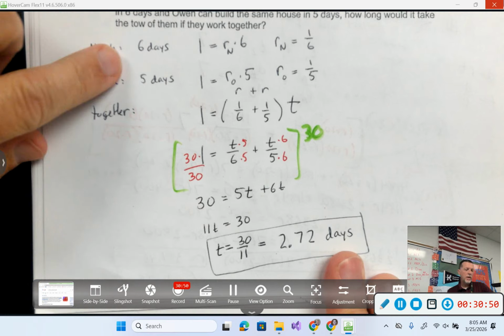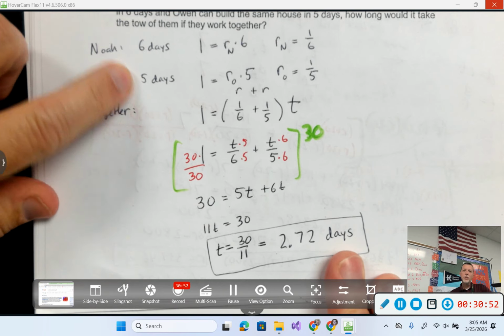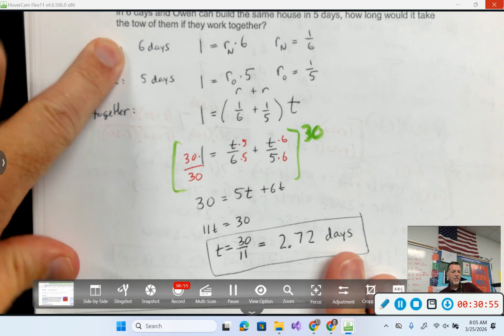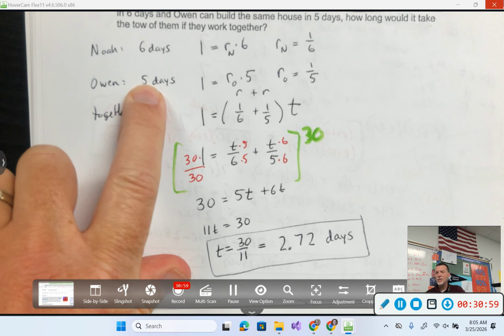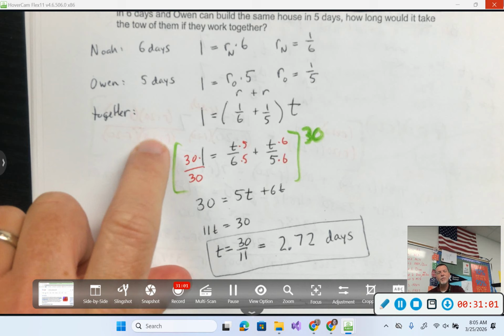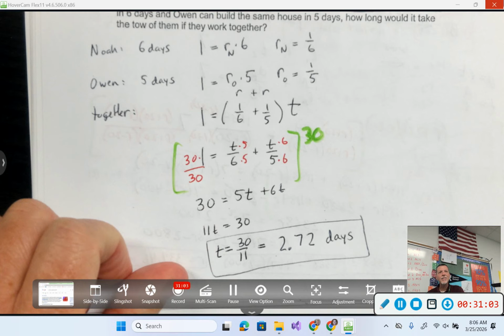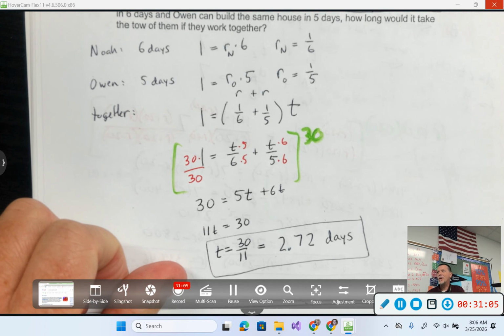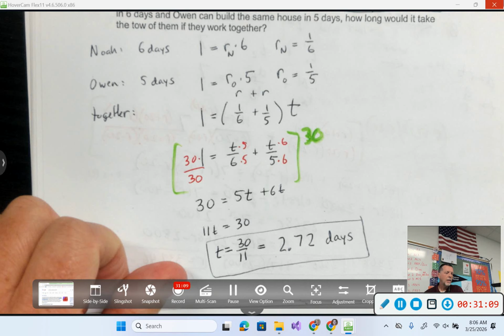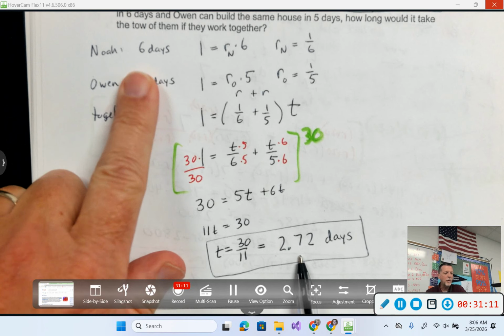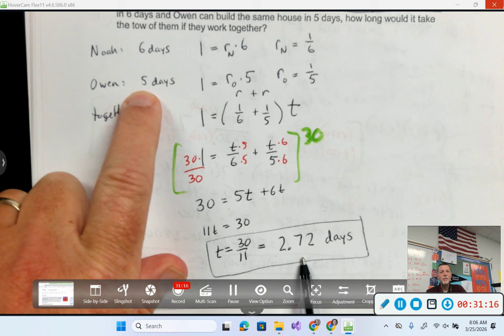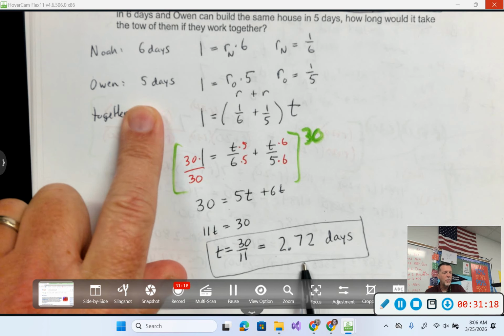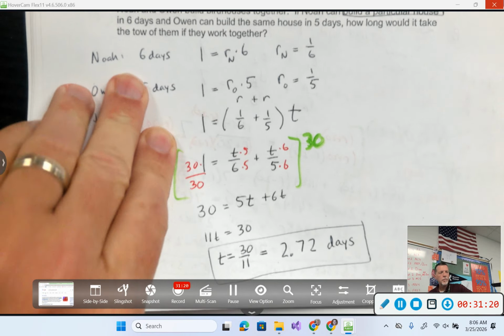What if they could both do the project in 5 days? Separate problem, but if Noah could do it in 5 days and Owen could do it in 5 days, do you know how long it would take them working together? 2.5. That's why we don't give you those problems, because those are easy. They work together, they cut their time in half. This is not quite half of 5 because Noah's a little bit slower. So, thanks for helping, Noah. Wish you could speed up a little bit, but it's still better than flying solo.